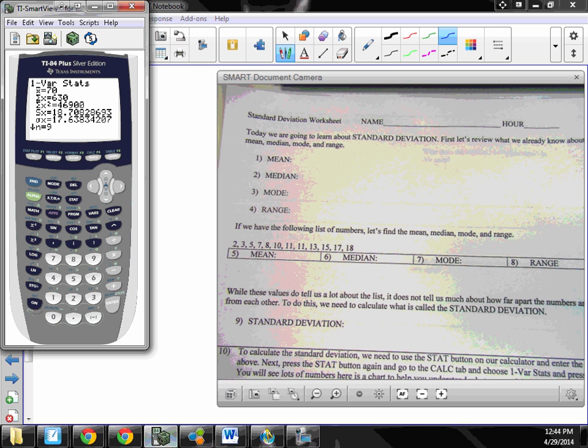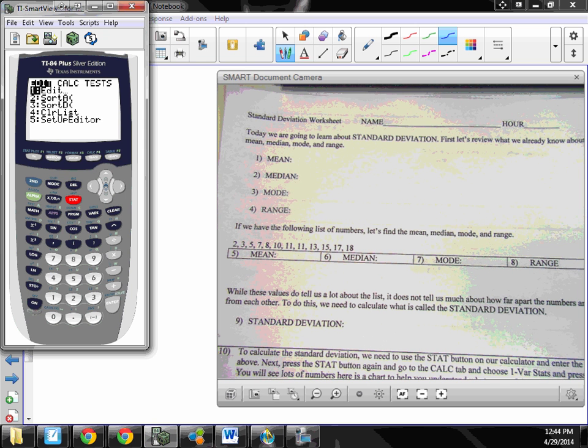Okay, so everybody push stat. If you're watching, see the one with the red on it? Okay, and then push edit. Now, we need to clear list 1. We don't need to delete it. We need to clear it. So go up to L1 and push clear and push enter, and they go away.